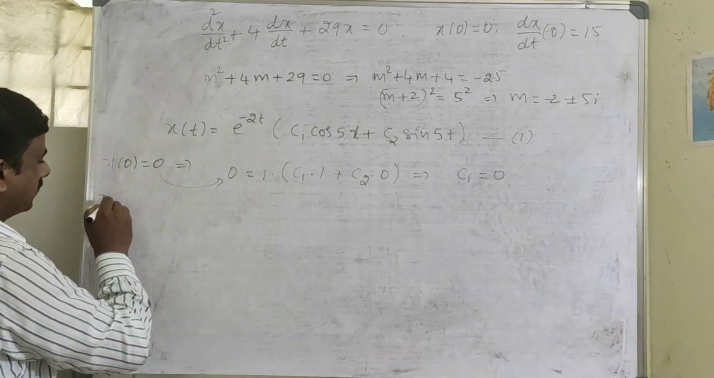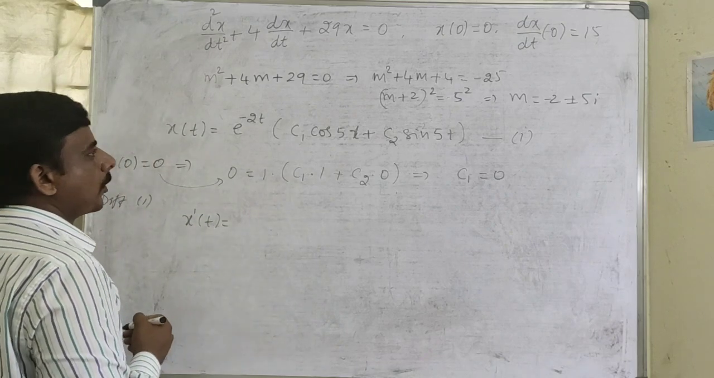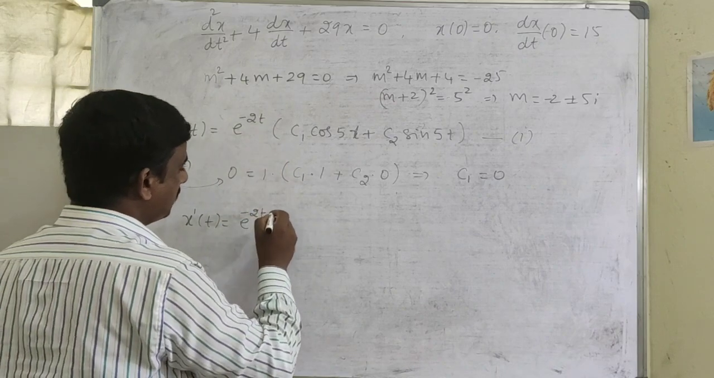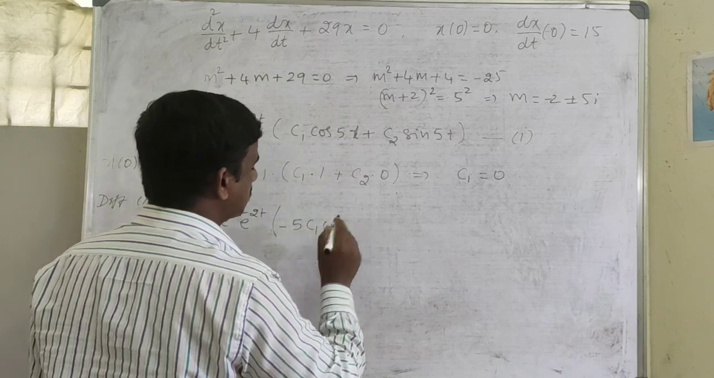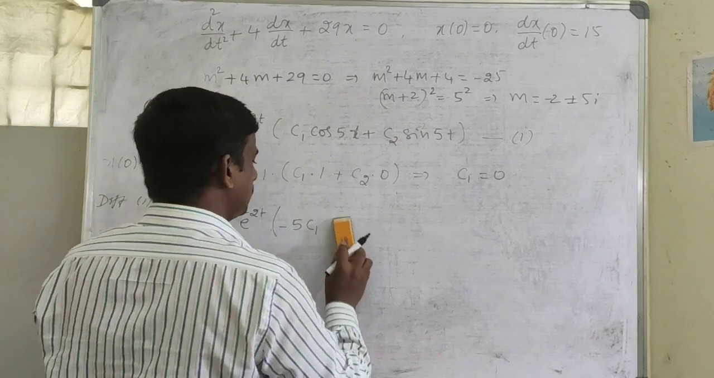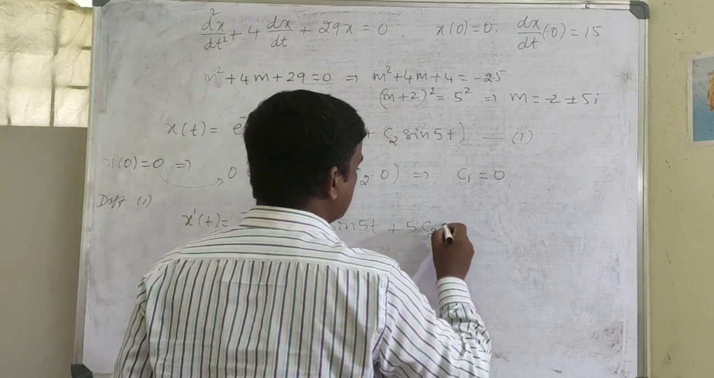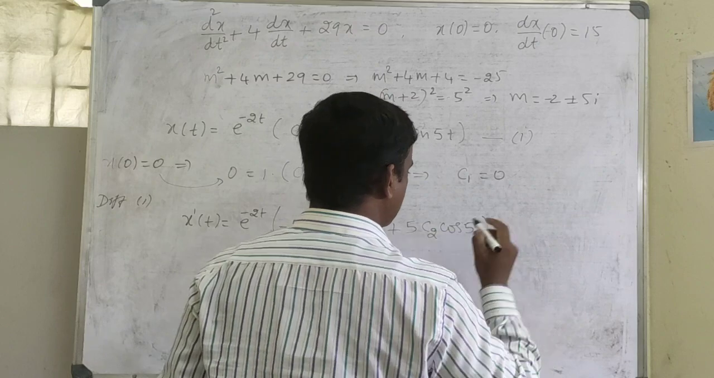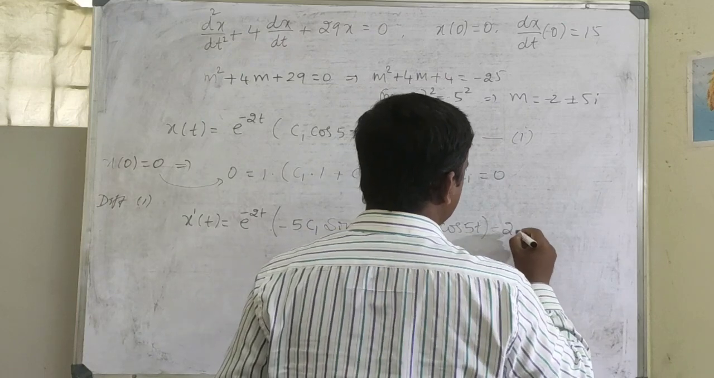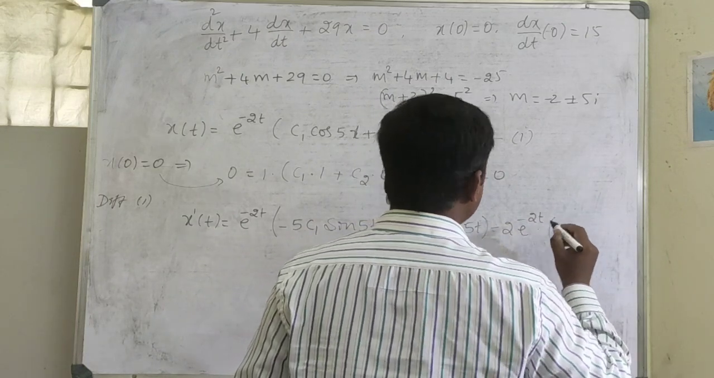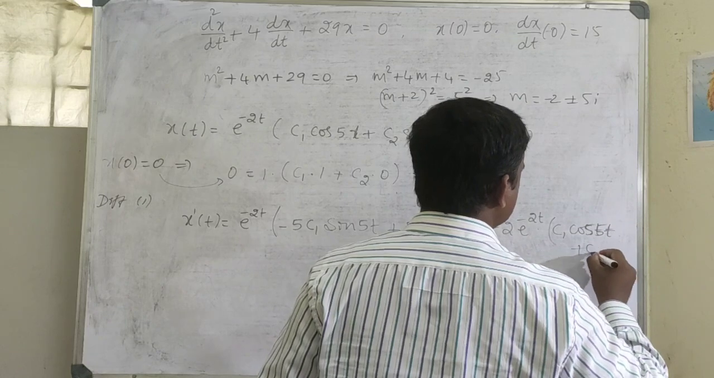Next, differentiating 1. We get x dash of t equal to, here I have to apply the product rule. e power minus 2t into, differentiating this, minus 5c1 sin 5t plus 5c2 cos 5t, plus the derivative of e power minus 2t, which is minus 2 e power minus 2t, into c1 cos 5t plus c2 sin 5t.